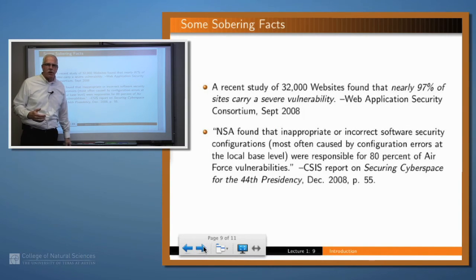Here's a couple more things. A study in 2008 showed that many websites out there, in fact a very large proportion of the websites, have severe vulnerabilities. And that means that they're susceptible to attack. And that means that if you log on to those websites, you potentially are susceptible to attack. Not in most cases, but perhaps in some cases. And so you have to be careful about what you do online.